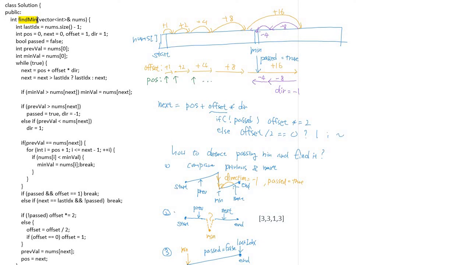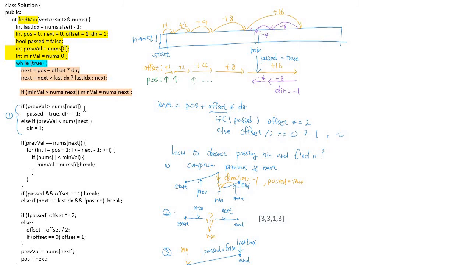I implemented the find minimum function. As I already explained, there are the position variable, and the offset and direction flags declared here, and the past flag is set first, and the previous value and minimum value are initialized with the first element. In this while loop, the exponential movement is implemented. The next position is calculated by the current position plus offset multiplied by direction, and the next position should be within the boundary of the last index. The minimum value is always updated with the smaller one.